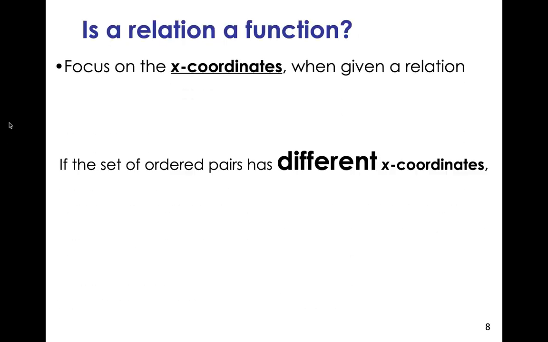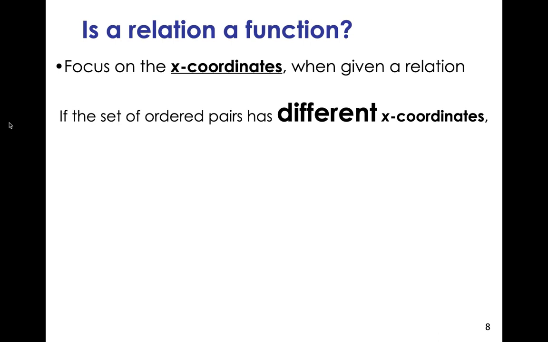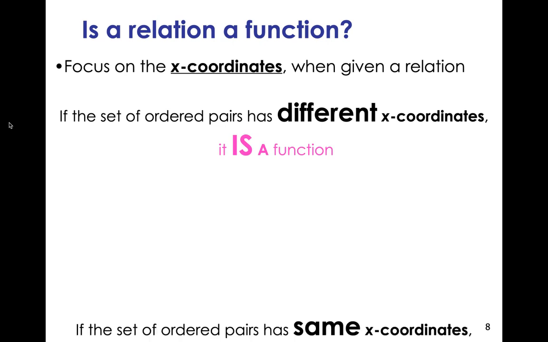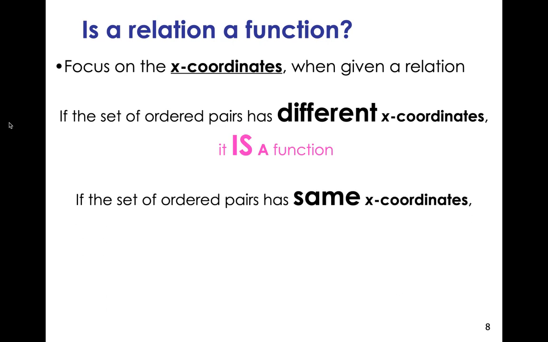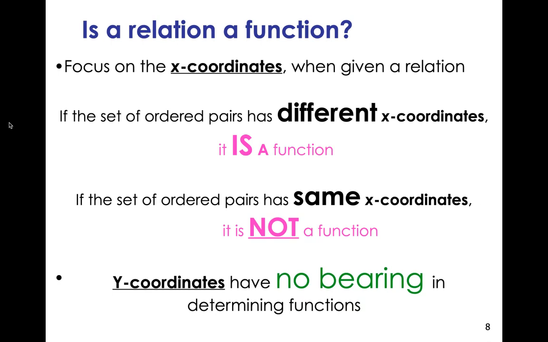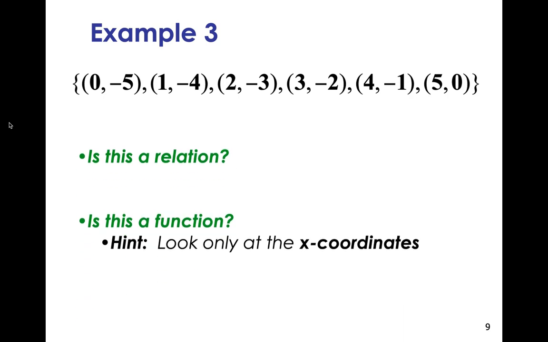So if we are looking to determine if a relation is a function, we are going to focus on the x coordinate when given a relation. If the set of ordered pairs has different x coordinates, this is a function. If the set of ordered pairs has the same x coordinates, then that means that this is not a function. The y coordinate has no bearing in determining the function. Basically, if we are trying to determine if it is a function or not, we are only looking at the x values, not the y values.